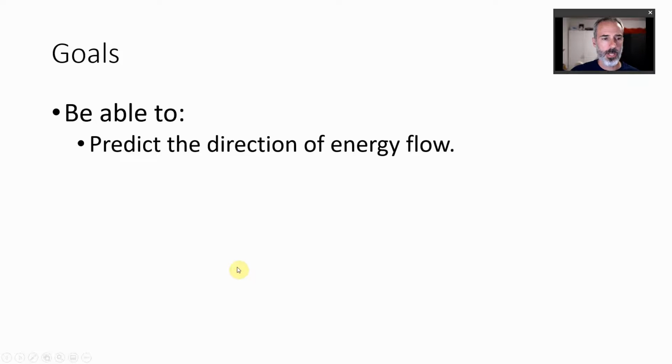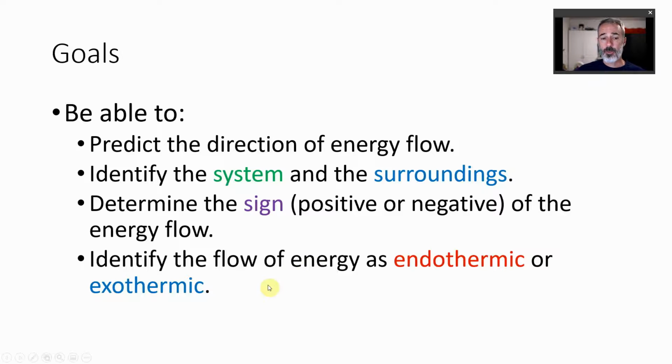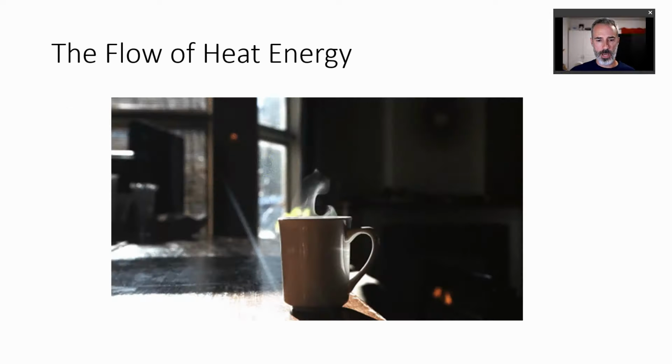Okay, let's get to it. So what are we going to do in this lesson specifically? We're going to be able to predict the direction of energy flow, identify the system and surroundings because those are key terms for chemistry, determine the sign, whether it's positive or negative, of that energy flow. You saw that delta G had a sign that was going to be very important. Well, today we're going to lay the groundwork of the meaning of those signs. And lastly, be able to identify the flow of energy as endothermic or exothermic. Now, we introduced this last one in the previous unit, but we're obviously going to make sure that we feel pretty good about it here.